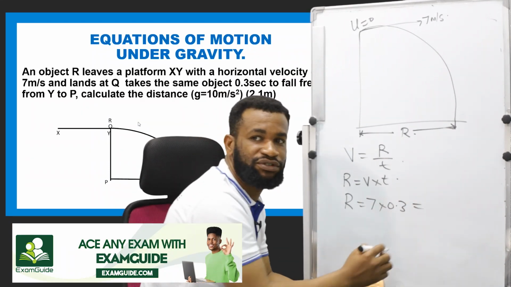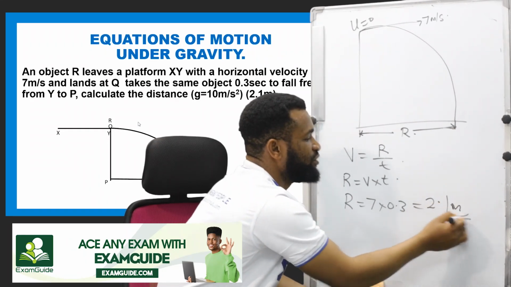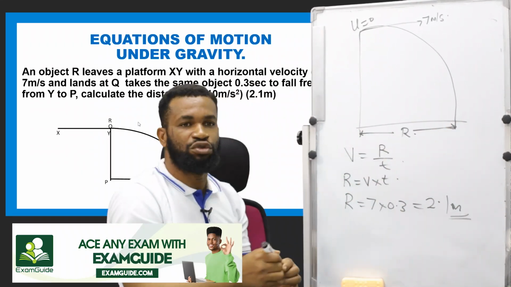And that is going to give us 2.1 meters. So the distance from here to here is 2.1 meters.